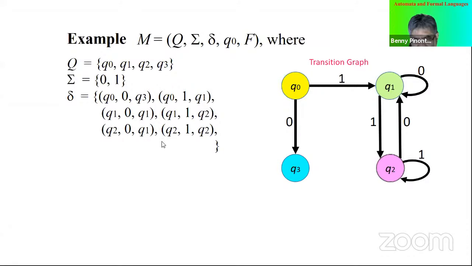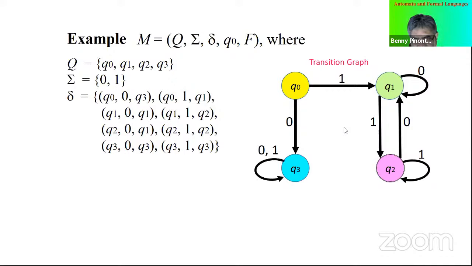Oh sorry, Q2 with 0 going to Q1. So that's Q2 with 0 going to Q1. And Q2 with 1 stays in Q2. And then the last ones are Q3 with 0 staying in Q3, and Q3 with 1 staying in Q3.